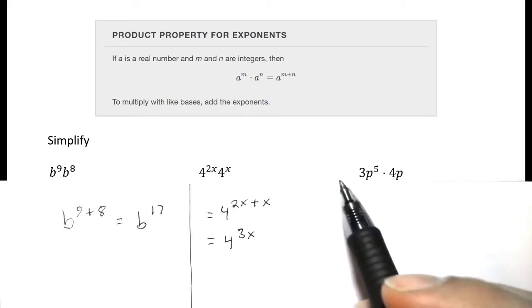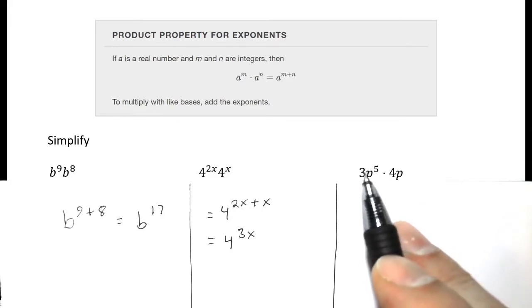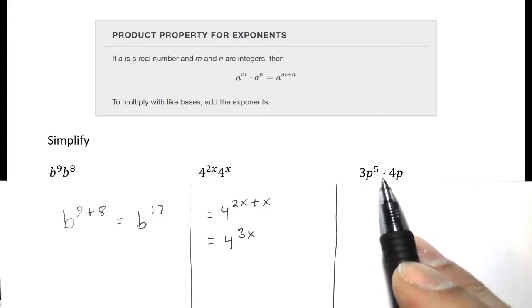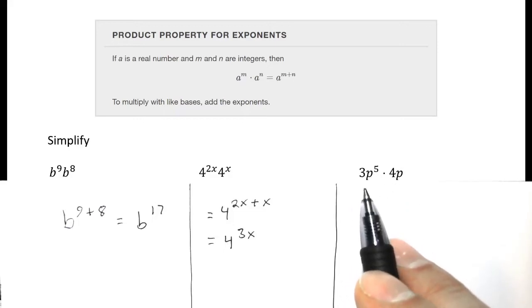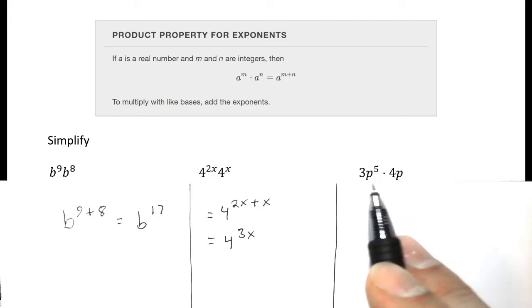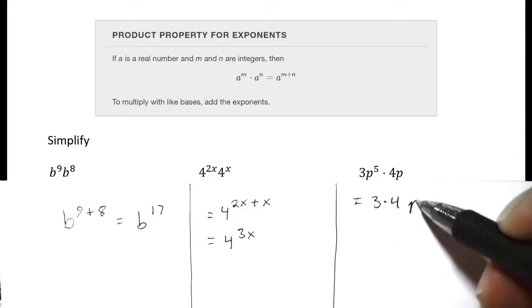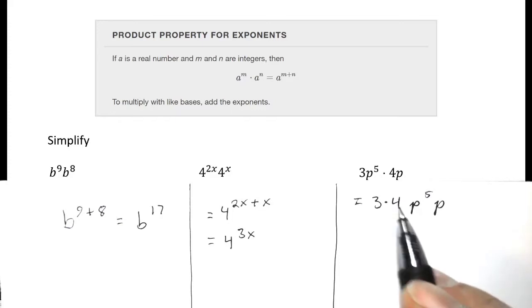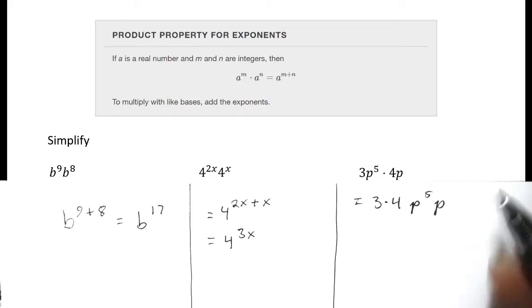And then finally, let's take a look at this one over here. We've got some other stuff in the way here. Remember that all these things are being multiplied. This dot means multiply, but also the 3 is being multiplied here and the 4 is being multiplied. We know that multiplication is commutative and associative, so we can move this 3 and this 4 out front, and then leave the p's off to the right. Furthermore, any number is the same as that number raised to the first power, so I can put a power 1 up here.